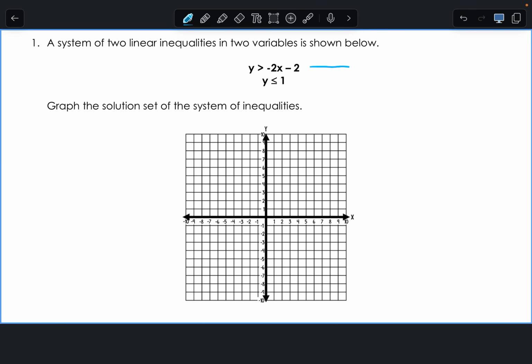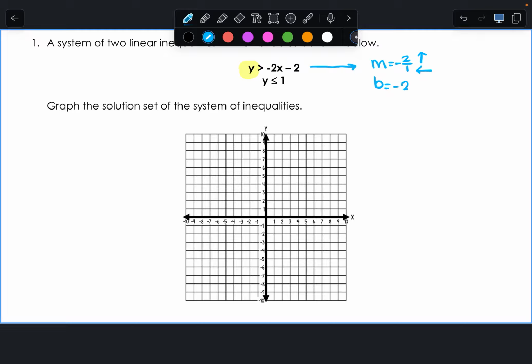For the first inequality, you always have to make sure that your inequality is solved for y. It is in slope-intercept form. That way you can graph it. What is the slope? Negative 2 over 1. So when you start to graph it, you're going to rise to the left. And the y-intercept is? Negative 2. So we start by finding those points. Start at the negative 2, rise 2, left 1.